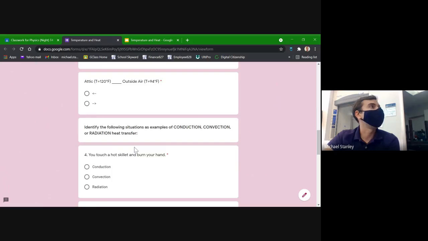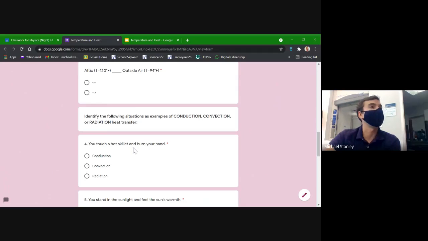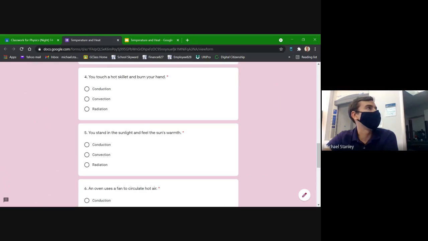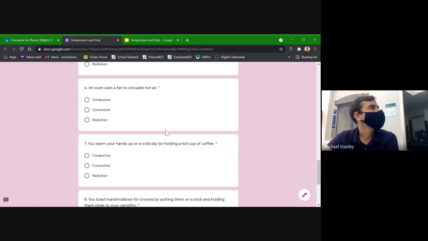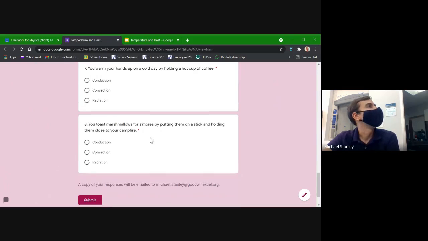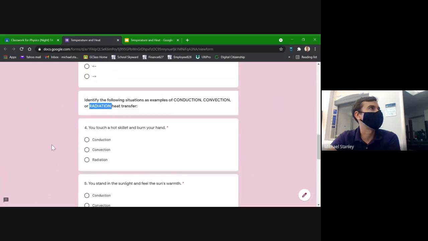And then finally, the last set of questions down here, I lay out a couple of different scenarios for you. And I just want you to tell me, is this an example of conduction, is it an example of convection, or of radiation? So burning your hand on a skillet, feeling the warmth from the sun, circulating hot air in an oven, warming up with a hot cup of coffee, toasting marshmallows next to the fire. I want you to tell me, for each one of these, what type of heat transfer is in that situation.